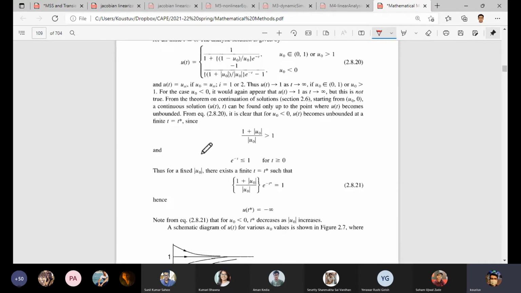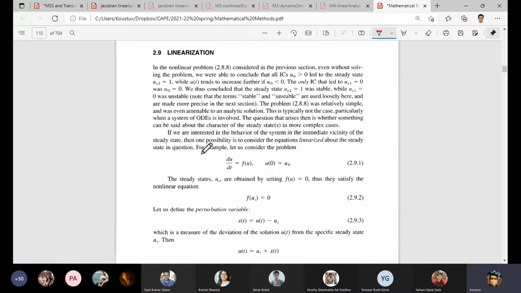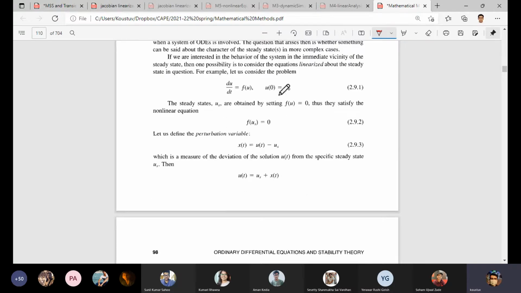But in terms of mathematical analysis, we will do the linearization. So if we do the linearization, then these expressions are based on some initial value, which we call u0. And at the steady point, f will vanish. So we define a perturbation variable, which is a measure of the deviation of the solution from the specific steady state.